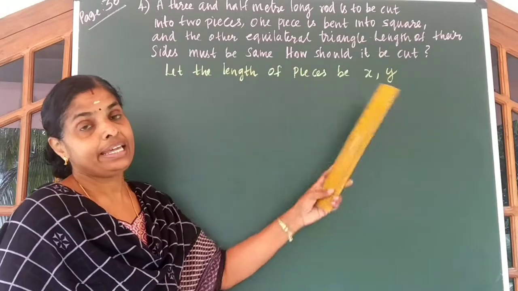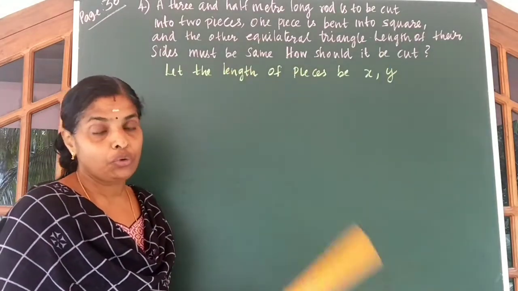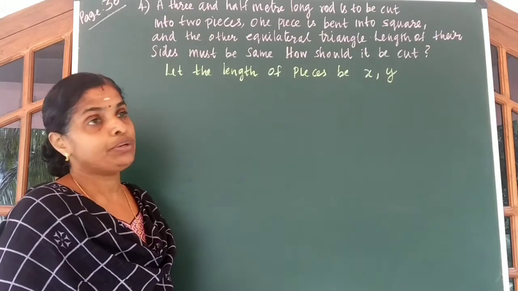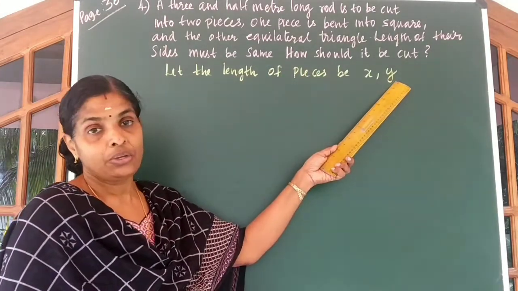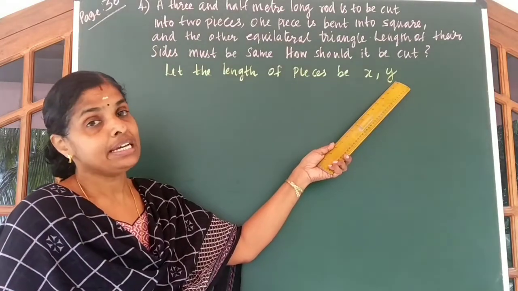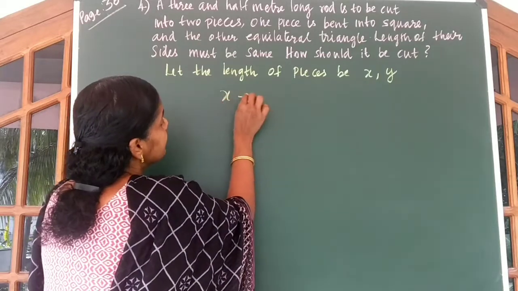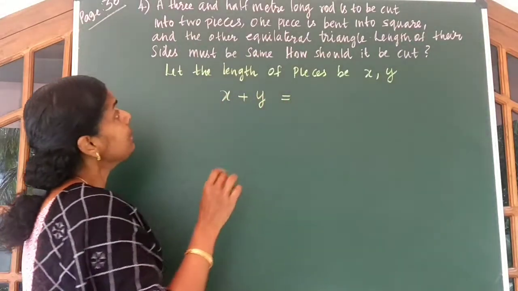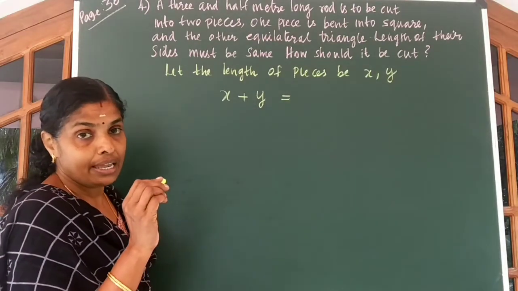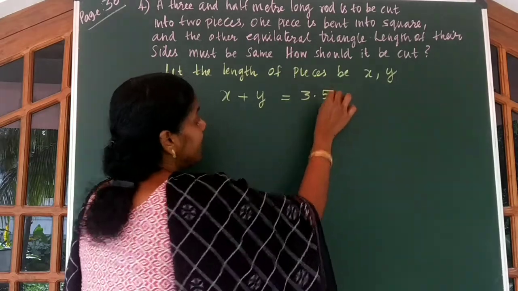We are cutting a 3.5 meter long rod into two pieces. So we took the two lengths to be equal to x and y. Using this we can write the first equation, that is, the length of the two pieces, x plus y is equal to 3.5.